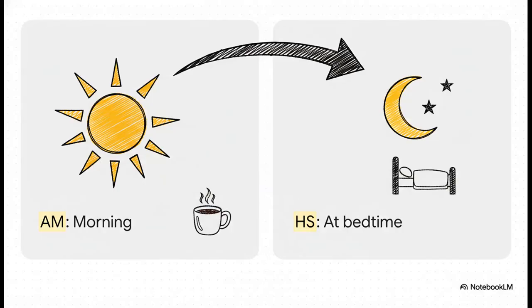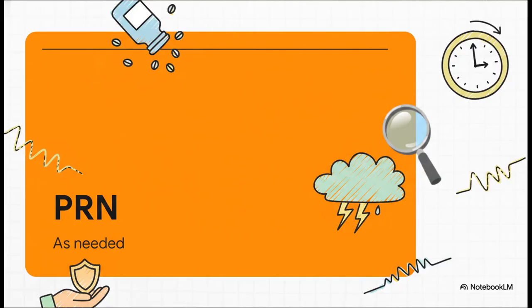These two kind of bookend your day. AM is easy, right? It just means morning. But HS, that one might be new. It stands for at bedtime. You'll often see this for meds that might make you a little drowsy or that work best while you're sleeping. PRN. You're going to see this one a lot, especially for things like pain meds or allergy pills. It simply means as needed. This one puts you in the driver's seat, basically. You take it when your symptoms act up, not on some fixed schedule.